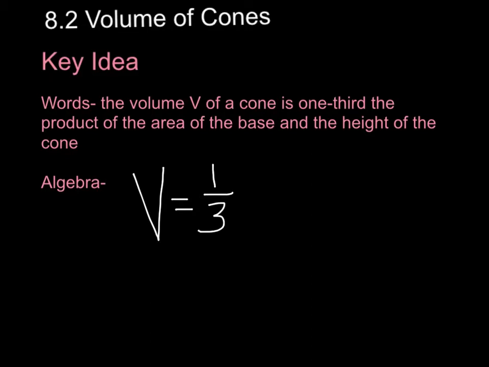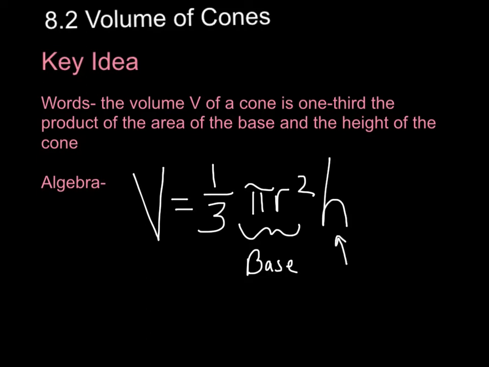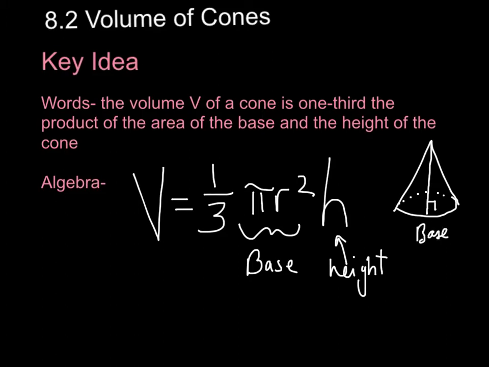Now our base area, the base of a cone, is going to be a circle. So we're going to do pi r squared times the height. This is the base of the cone, and this represents the height. And then the cone itself will look like this. And this right here represents the height. That forms a 90-degree angle with the base. And so that's what it's going to look like.